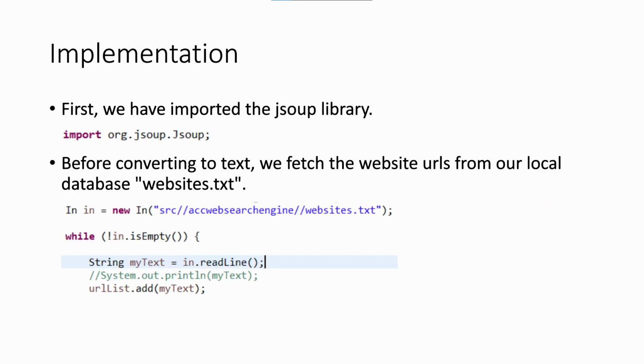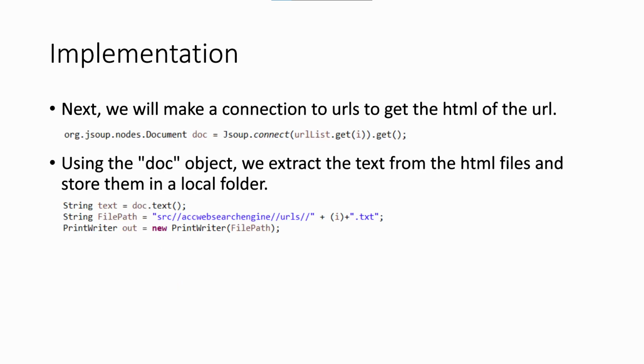To use JSON, we first have to download its jar file and integrate it into our project. After integrating it, we will import the JSON library. To convert the HTML to text, we first fetch the URLs from the local file websites.txt, which consists of a large set of URLs. Next, we establish a connection to the URL using JSON's connect method and fetch the HTML files. After that, we convert those HTML files to plain text using the text method of JSON and then store them in a folder which will then be accessed during the search operation.